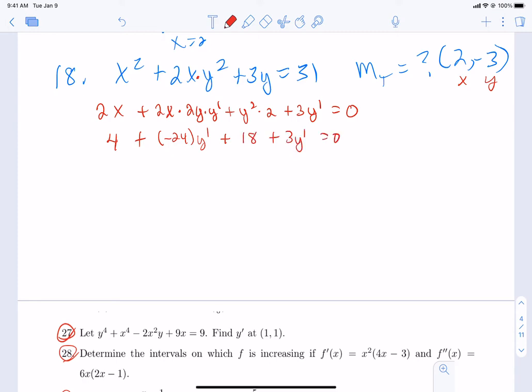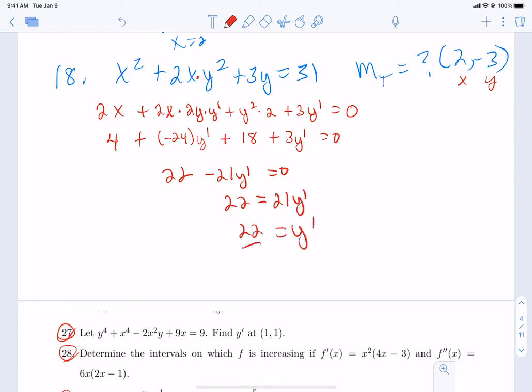So now we only have y primes left. So it's just a standard normal equation to solve for y prime. So let's put the y primes together and the normal things together. 4 plus 18 is 22. Negative 24 plus 3 is negative 21. Let's move the y prime to the other side to make it positive. You don't have to. Divide off the 21. So that is the slope of our tangent, 22 over 21. So there's 18.